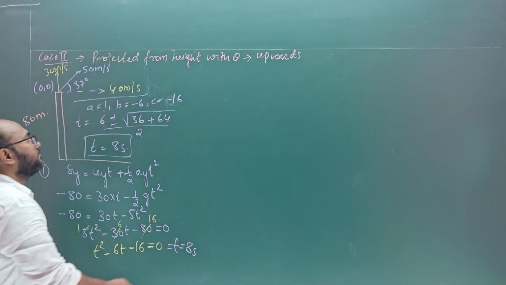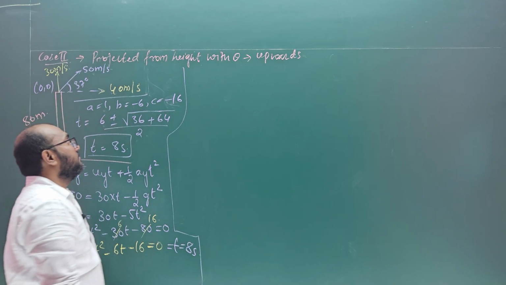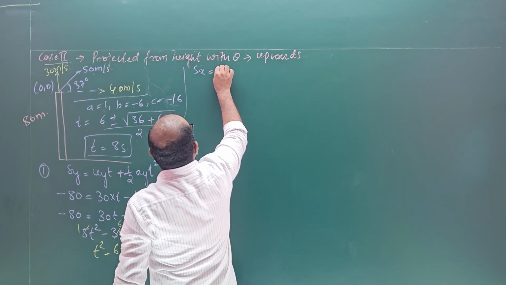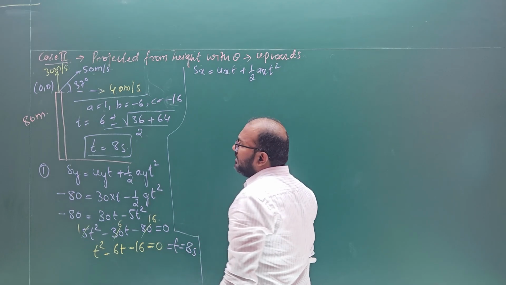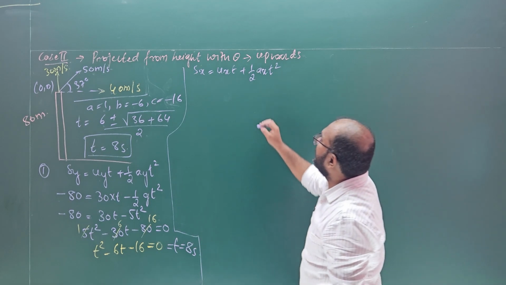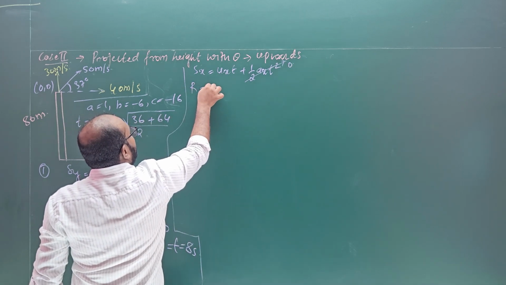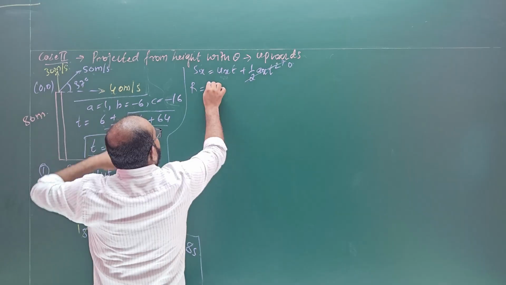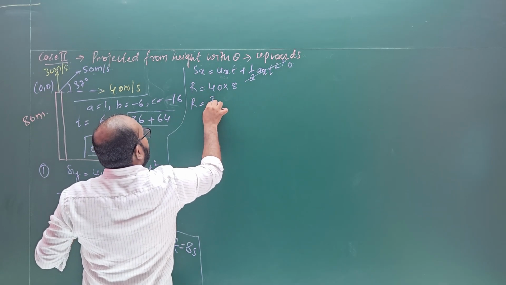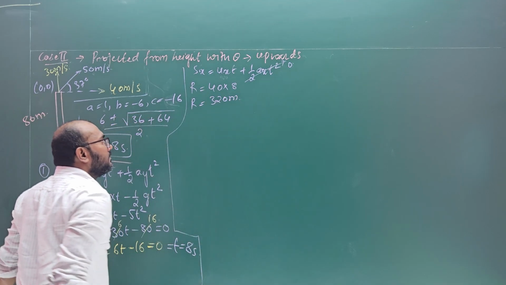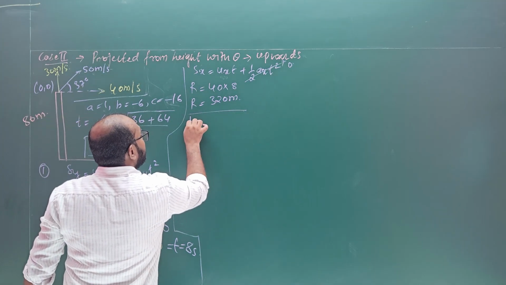Okay, now let us calculate the range. How to calculate range? Sx. Very good. So Sx is nothing but uxt plus half of axt square. Acceleration along the x-axis is always 0. So this is 0. What is left is the range, and that range is nothing but ux, the velocity along the x-axis, that is 40 into 8 seconds. So the range is 320 meters.